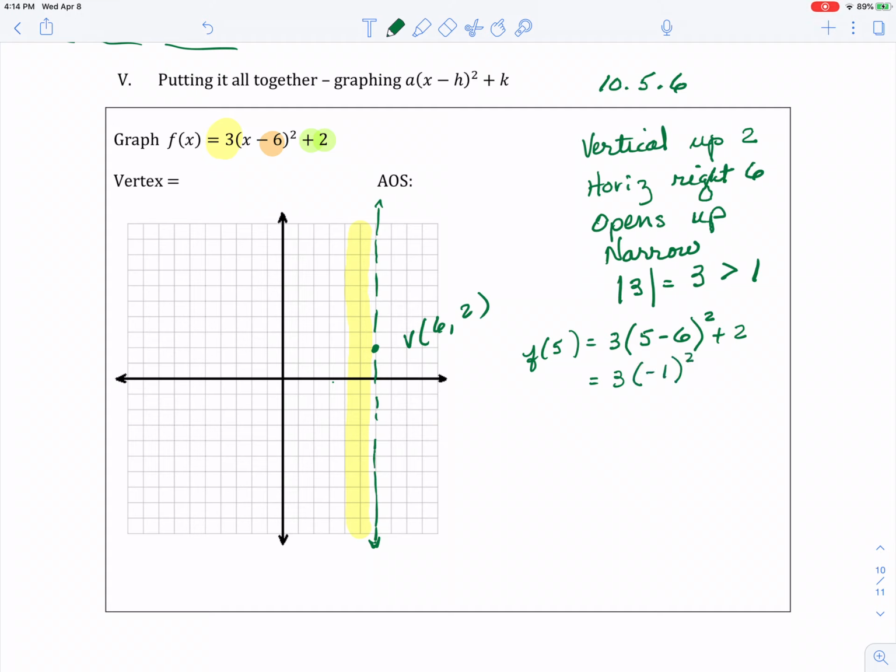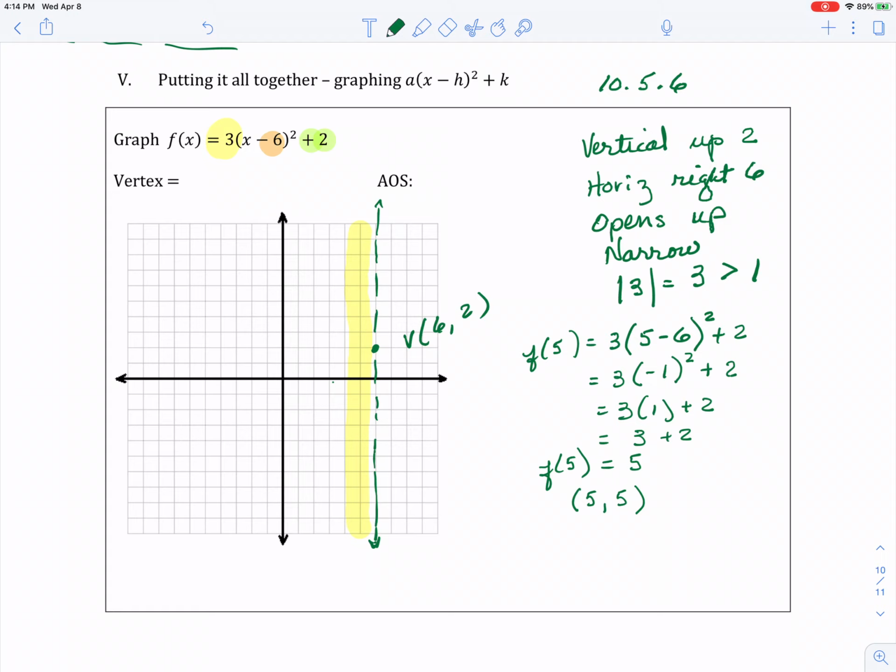So, order of operations. Inside the parentheses first, squaring next, multiplying next, and adding last. All right, so that notation tells me that the x value is 5, and when the x value is 5, the corresponding y value is also 5. So I'm going to go plot the point 5, 5.